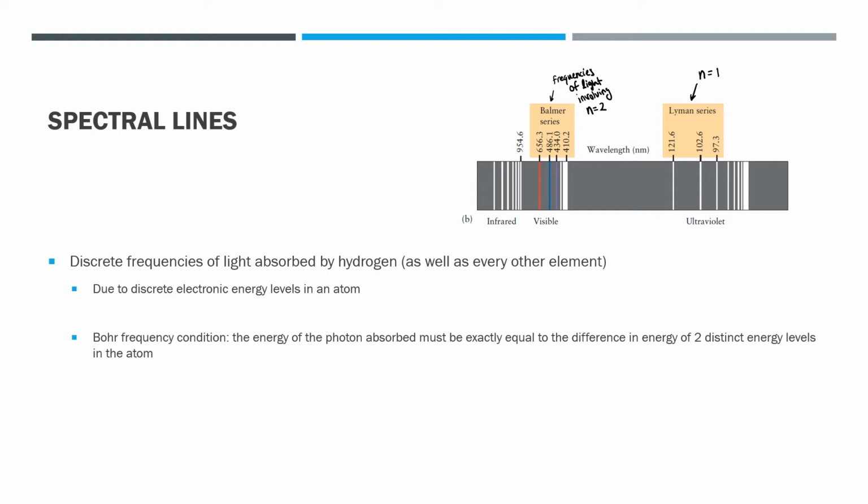So what was the Bohr frequency condition? He basically said that the energy of the photons that are absorbed, so the specific frequencies of the light, have to exactly equal the difference in energy between the two distinct energy levels in each atom. So let's go to the next slide and I'll show what I'm talking about with the picture of the hydrogen atom.